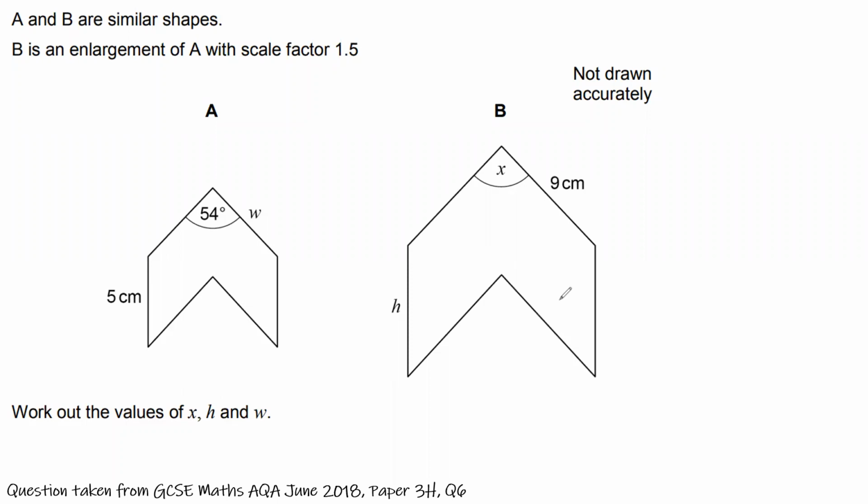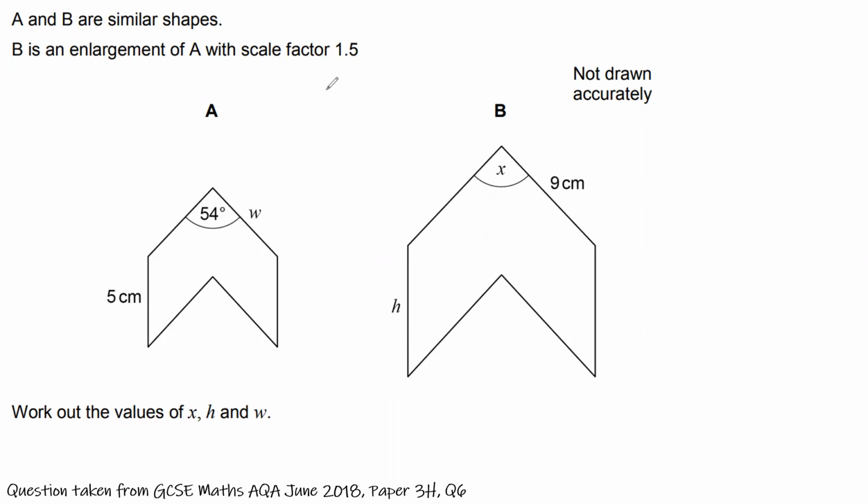So today we're going to be taking a look at this shape question where it asks you about two similar shapes. B is an enlargement of shape A with a scale factor of 1.5. And there are various values, lengths and angles that are known in one of the shapes and some that are unknown as well. We've been asked to work out all of the unknown values. So W here, X and H.